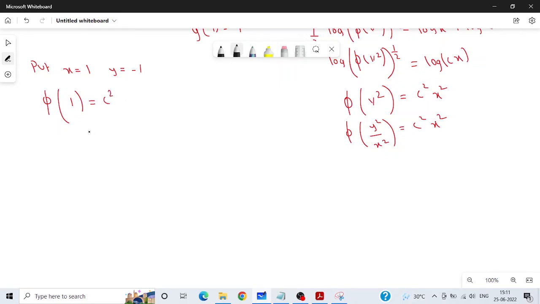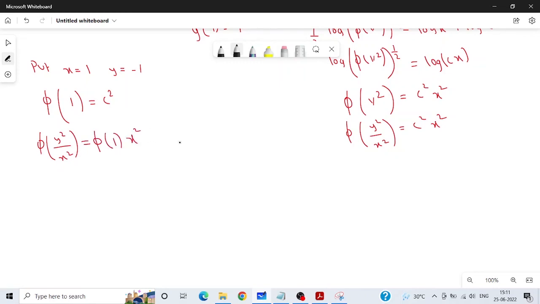So what is the value of c? Anyway, we require the value of c square because here we have the c square term, it doesn't have c. So then what is the value of phi of y square by x square? c square is nothing but phi of 1. So it's phi of 1 times x square.